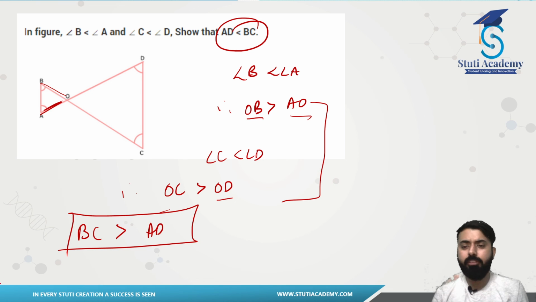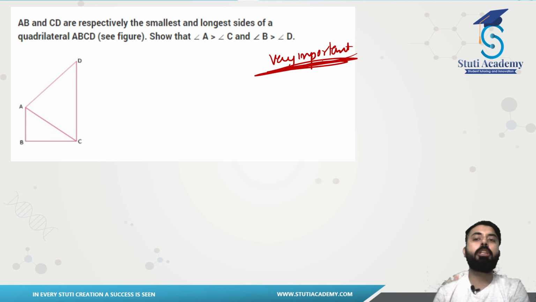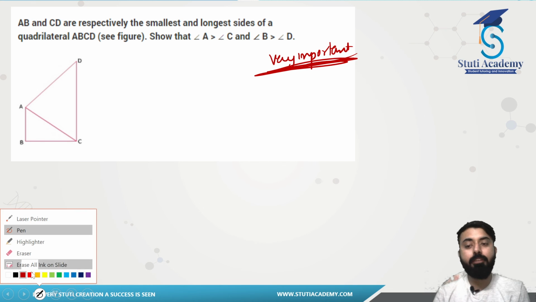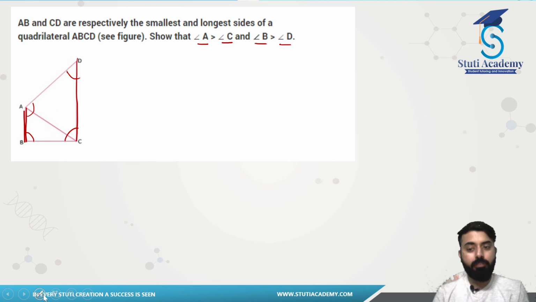Now let's move forward and see what we have now. We have this one. This is very important. This sum is very important for this entire chapter. This is always put in your exams. You have been given that AB and CD are respectively the smallest and the longest side. Remember, AB is the smallest, CD is the largest, or you can say the longest. You have to show that angle A is greater than angle C, and angle B is greater than angle D.